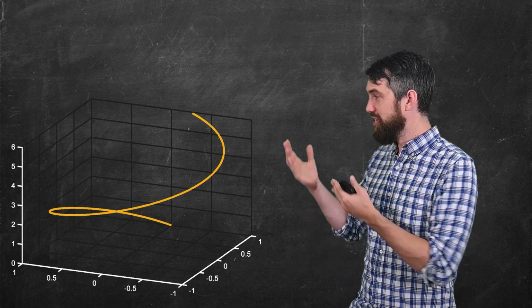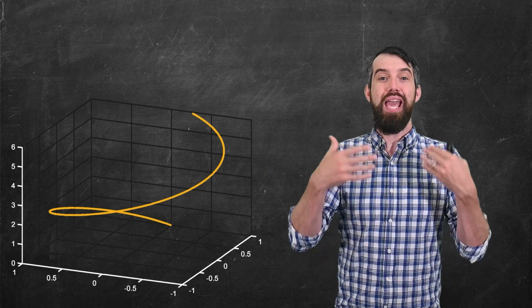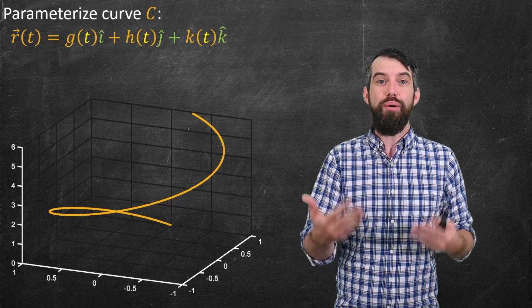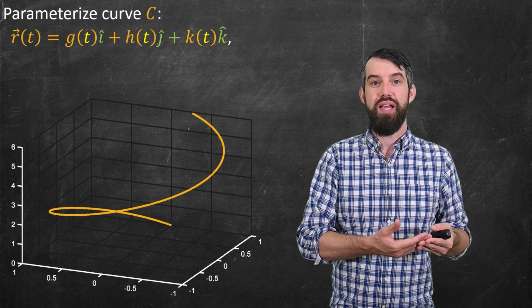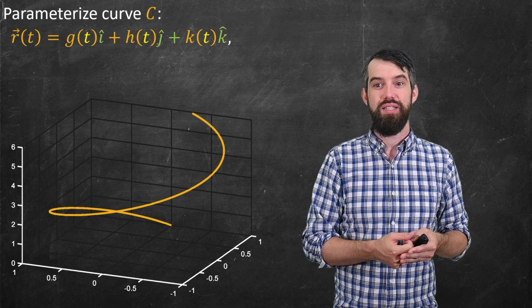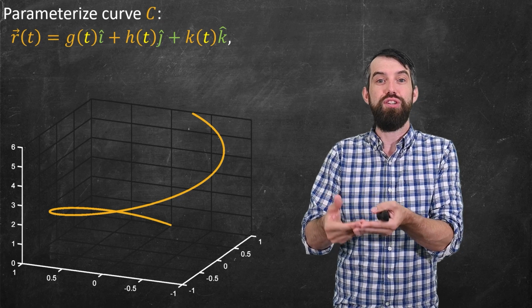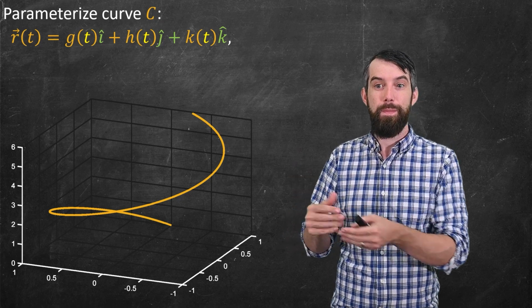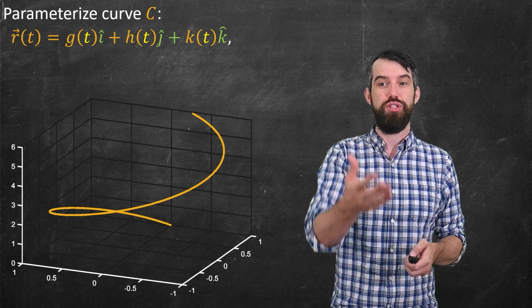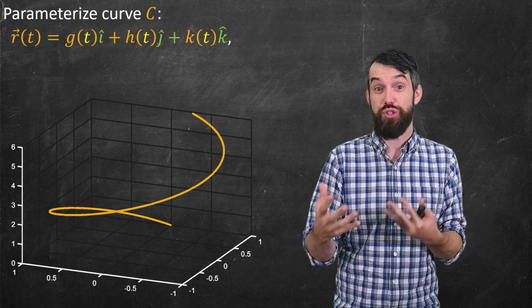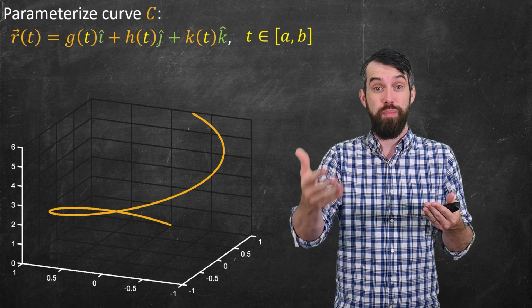So first of all, let me try to describe this R of t by a parameterization. Generically, my R of t is going to be some function g of t in the i hat, some function h of t in the j hat, and some function k of t in the k hat. And a parameterization also has to come with some restriction on the t. In this case, a generic restriction is t on some interval a up to b.